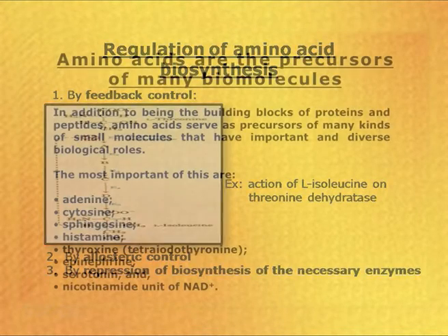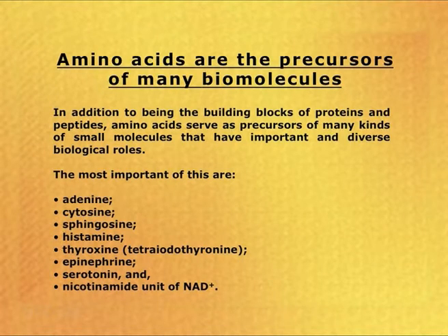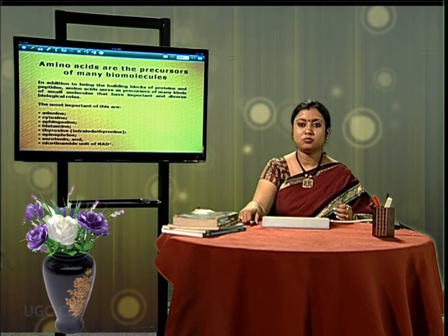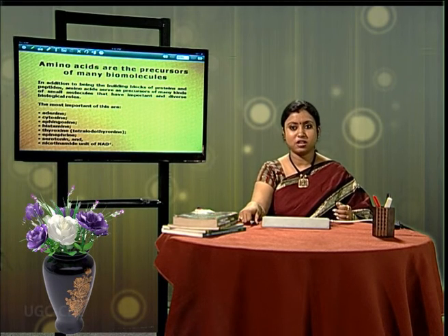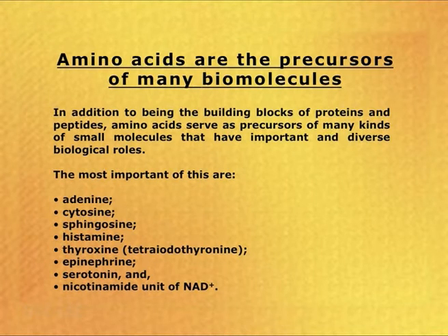One of the interesting pieces of information is that we know that amino acids are precursors of proteins, but we must also know that amino acids serve as precursors for many other small molecules which have important biological roles. The most important of these are adenine, cytosine, sphingosine, histamine, thyroxine, epinephrine, serotonin and the nicotinamide unit of NAD+.